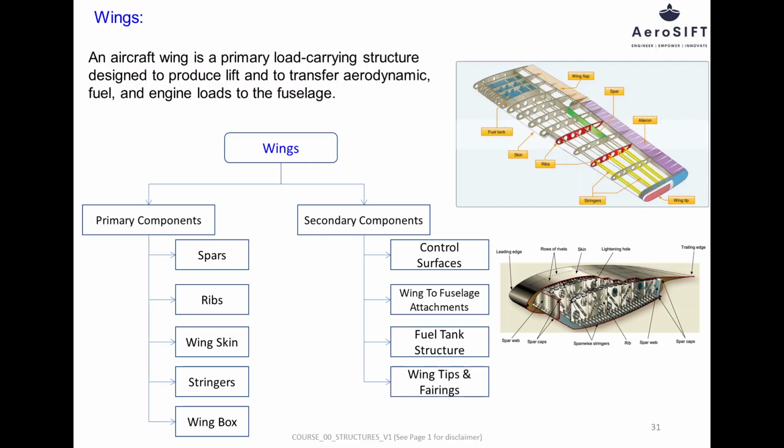Wing tips and fairings are non-primary components used to improve aerodynamic efficiency and reduce drag. Wing tips may include devices such as winglets to reduce induced drag, while fairings cover structural joints and system installations. These components carry minimal structural loads but contribute significantly to performance and efficiency.